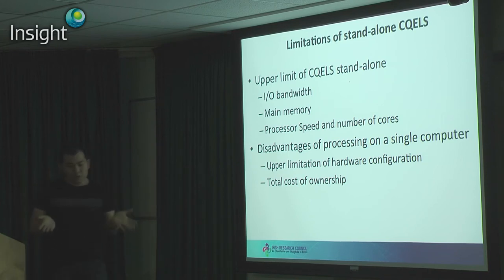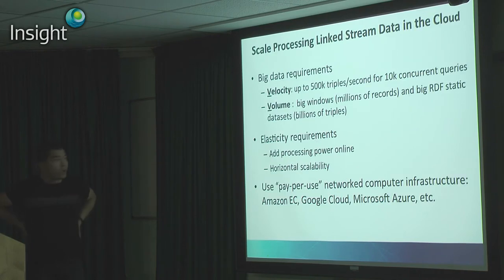For example, if you want to build a system with 64 cores, it will be much more expensive than building a network system from commodity PCs with 8 gigabytes of RAM and 8 cores each, and putting 8 of them together on a network. You can have the same number of processing cores and main memory. So we put our performance requirements a bit higher for the system to process.